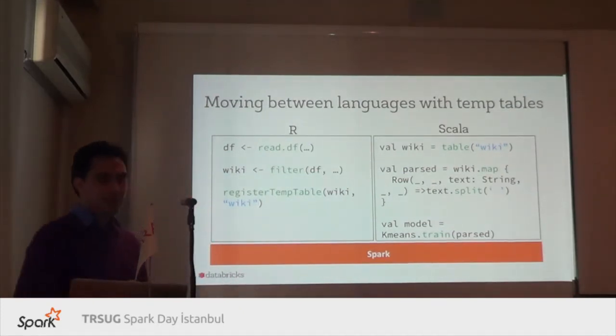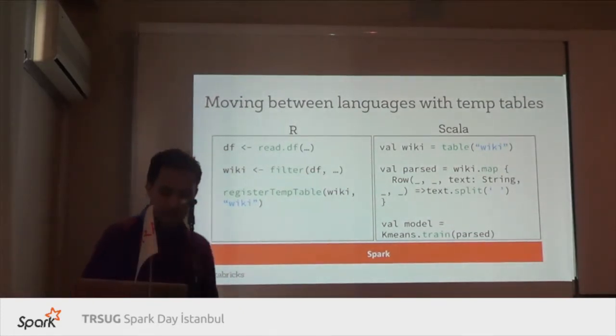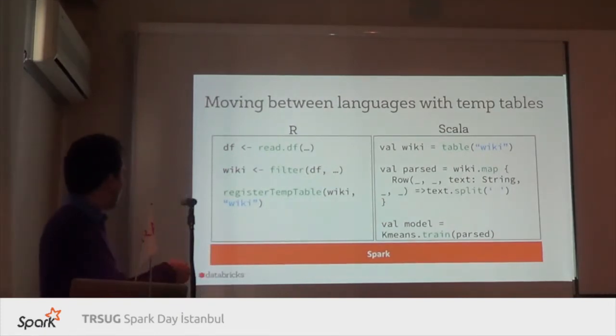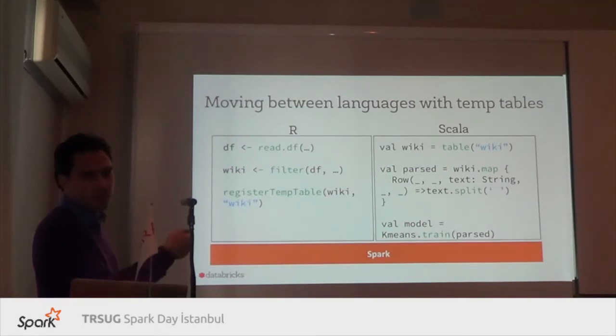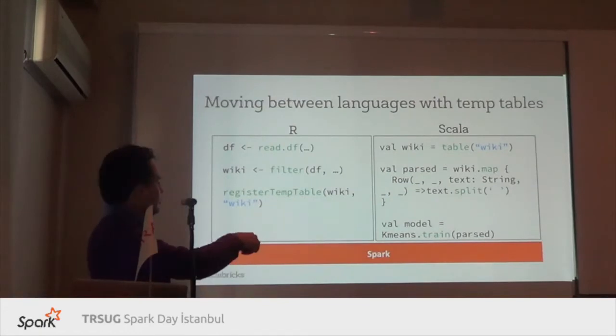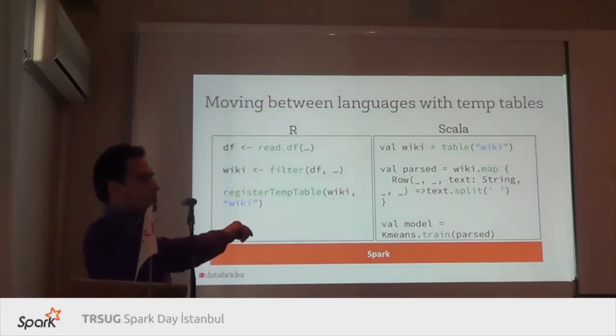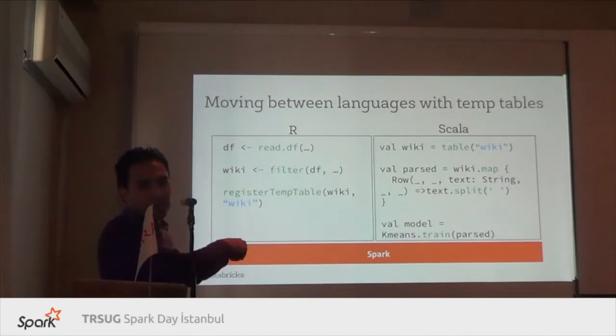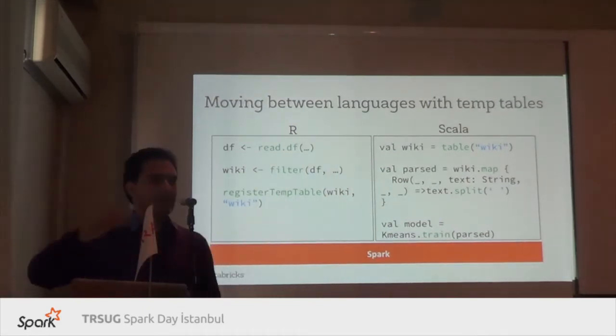So here, in this example, I am reading data in my R code as a data frame. I do some filtering or some other analysis on it. And then I register it as a temp table. And then I open my Scala application and continue my work on that temp table, basically. I do machine learning on it. And then I can register the result as another temp table, go back into R and do something in R again. So I can move between languages. I can have access to the same data seamlessly across languages.